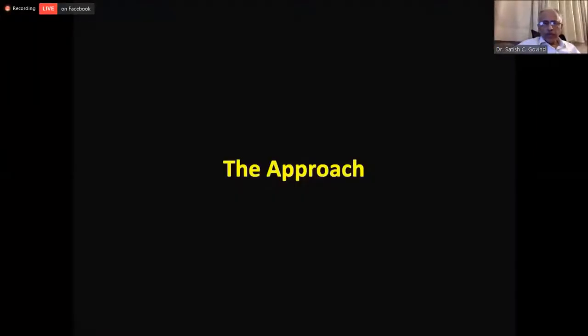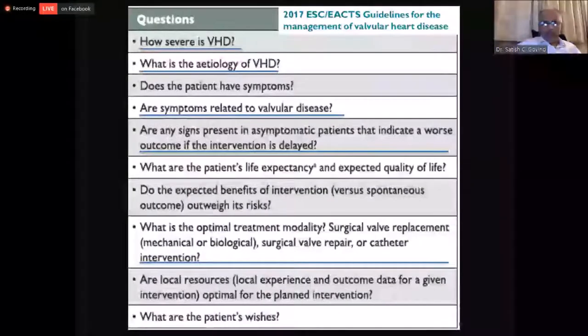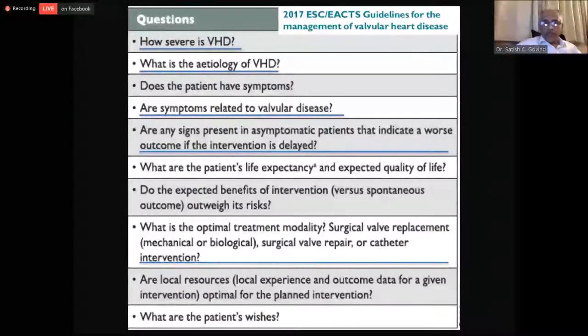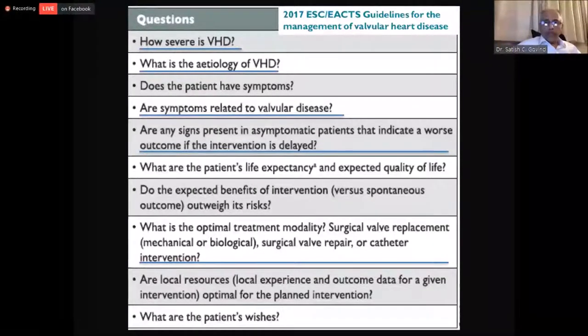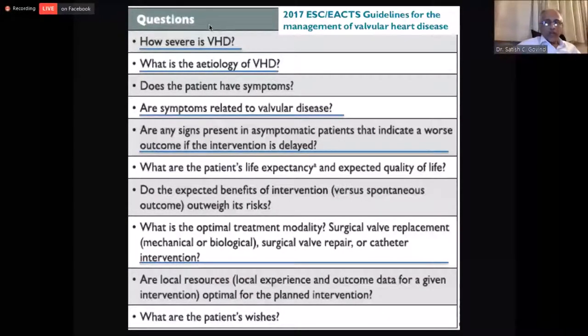So now that we know the anatomy, let us look at the approach. The approach is to answer these questions. Taking a table from the European guidelines of 2017, if one has to look at valvular heart disease, there are a lot of questions which have to be answered. From the echo point of view, we can look at how severe it is, what the etiology is to some extent, and we can also correlate symptoms in terms of severity.